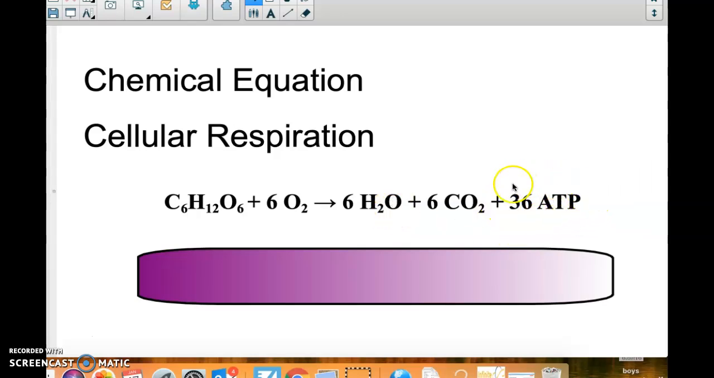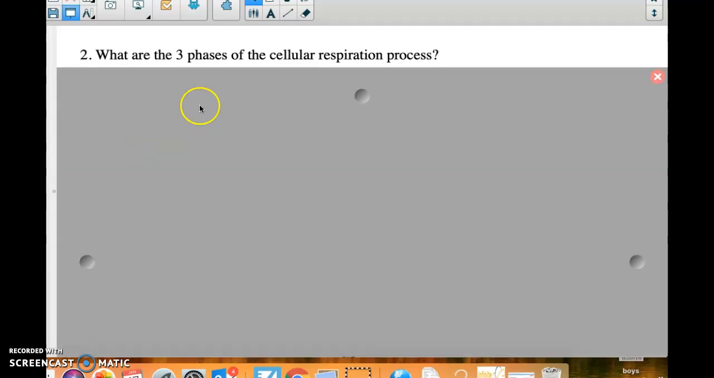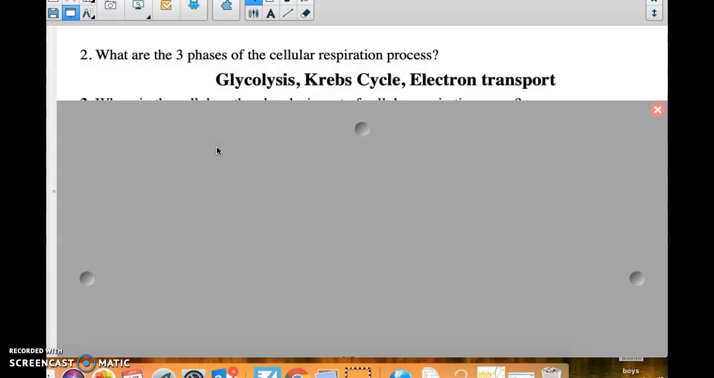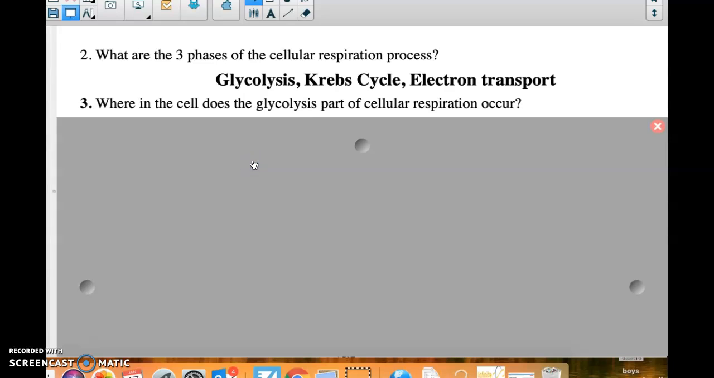And then what's most important from cellular respiration is that 36 ATP was created. So 1 glucose molecule can be converted and changed into 36 ATP, which is energy needed for the cell. So the 3 phases of cellular respiration in order are glycolysis first, the Krebs cycle, and the electron transport chain. So you need to know where each stage occurs.